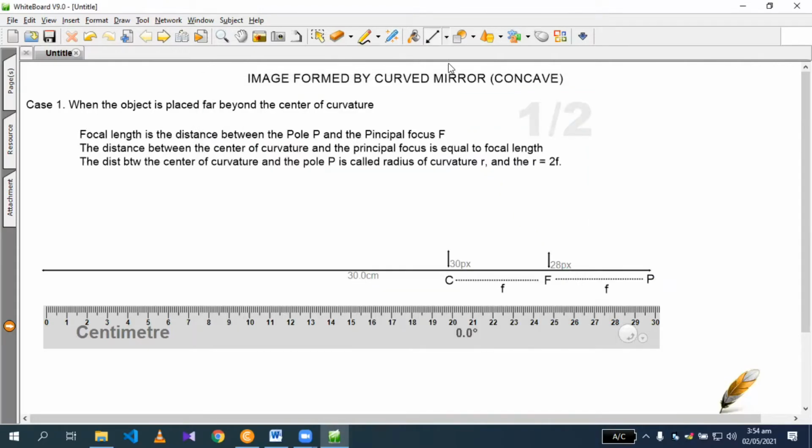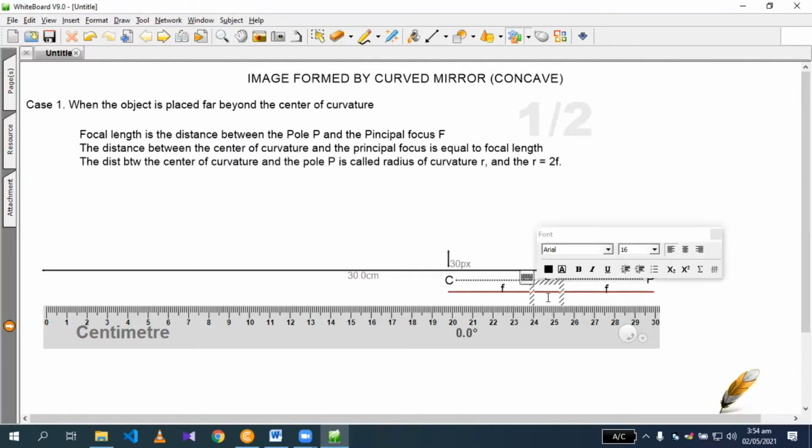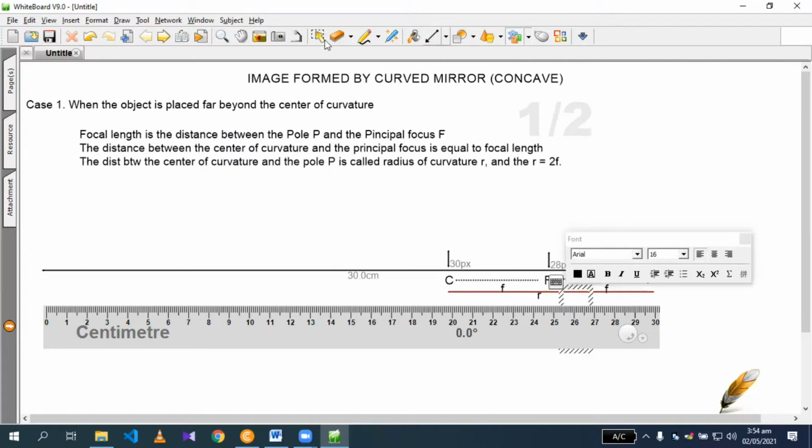Okay, so from this point here to this point here, we call that the radius, which is just r, small letter r. And from what you have on the board, you can easily say that our radius equals 2f.